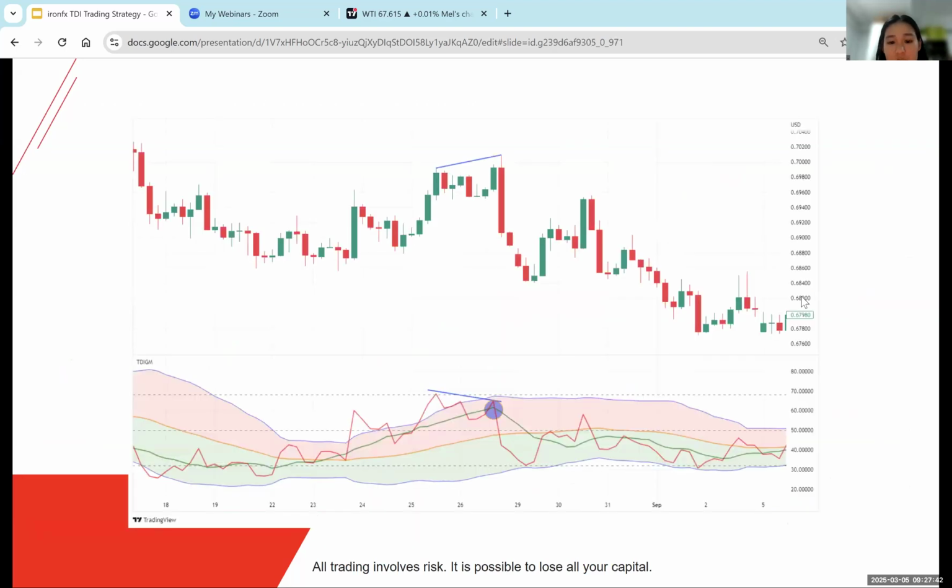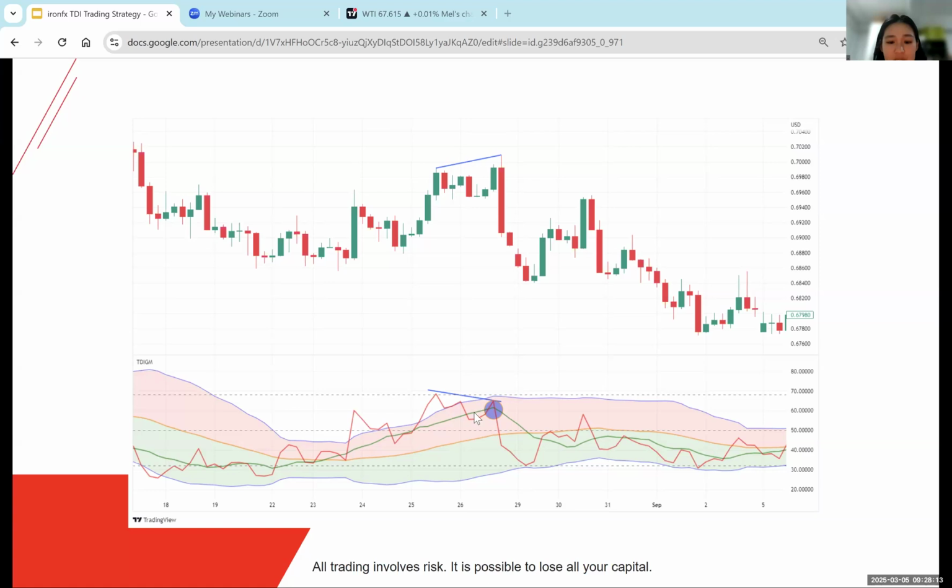Okay, so now let's bring that into our TDI. Here we have prices making a higher high, TDI making a lower high, which is a bearish divergence. Secondly, you also have the red signal line crossing below the green line, which is also a bearish signal. Okay, so both of those.